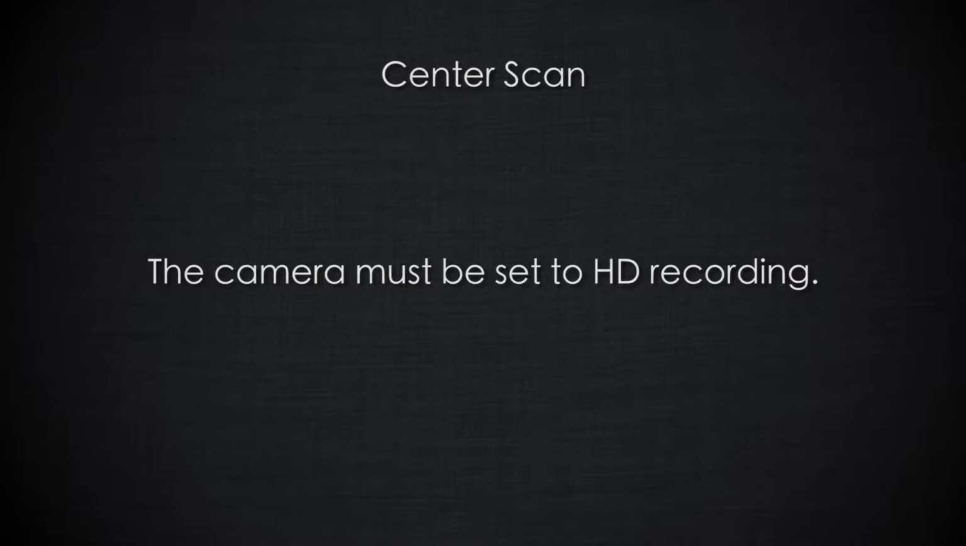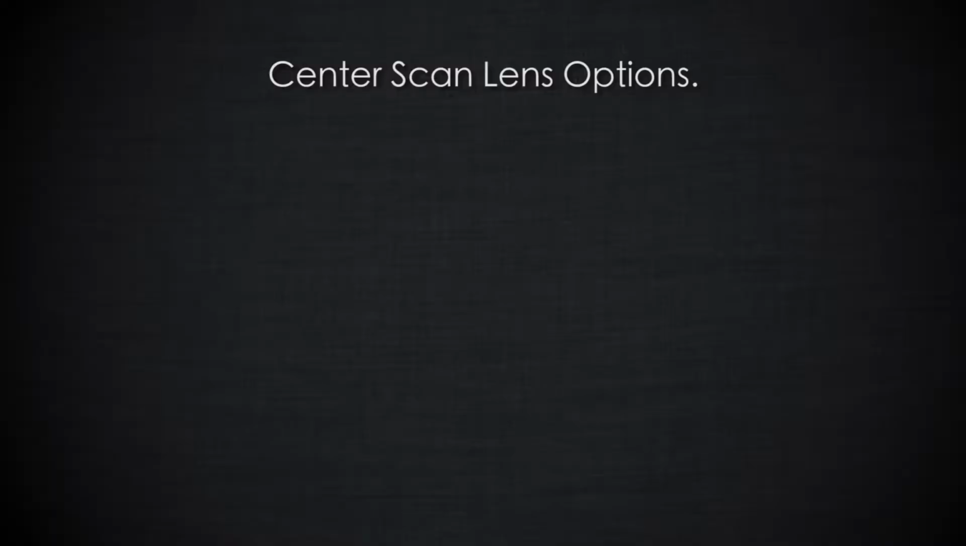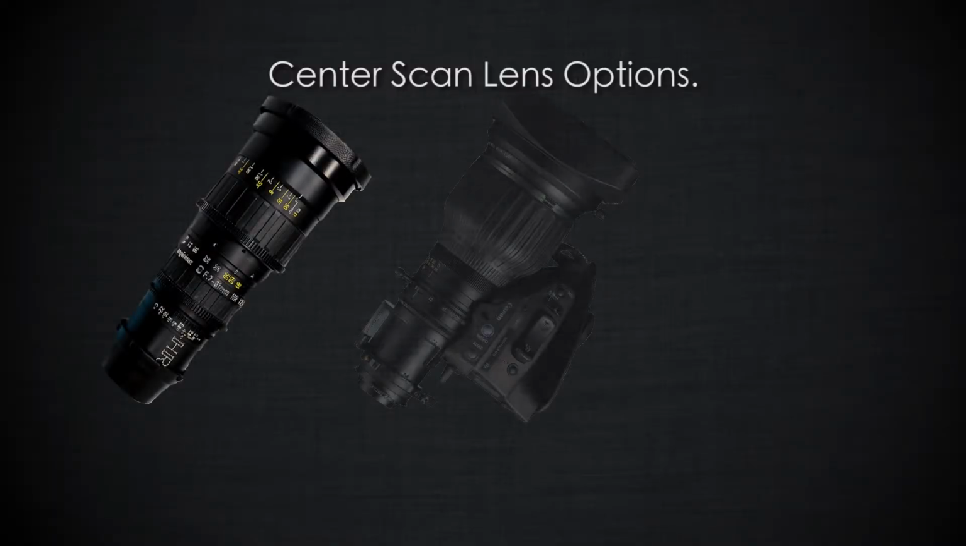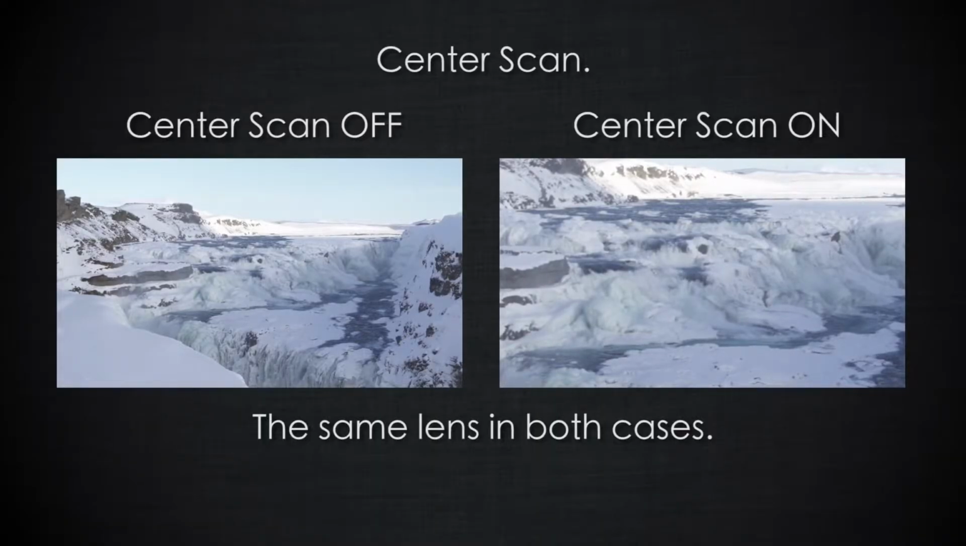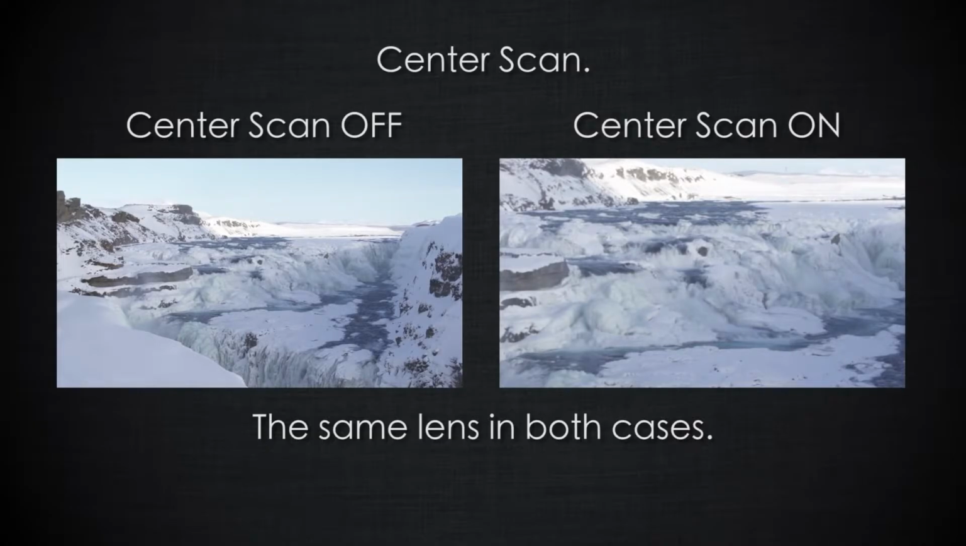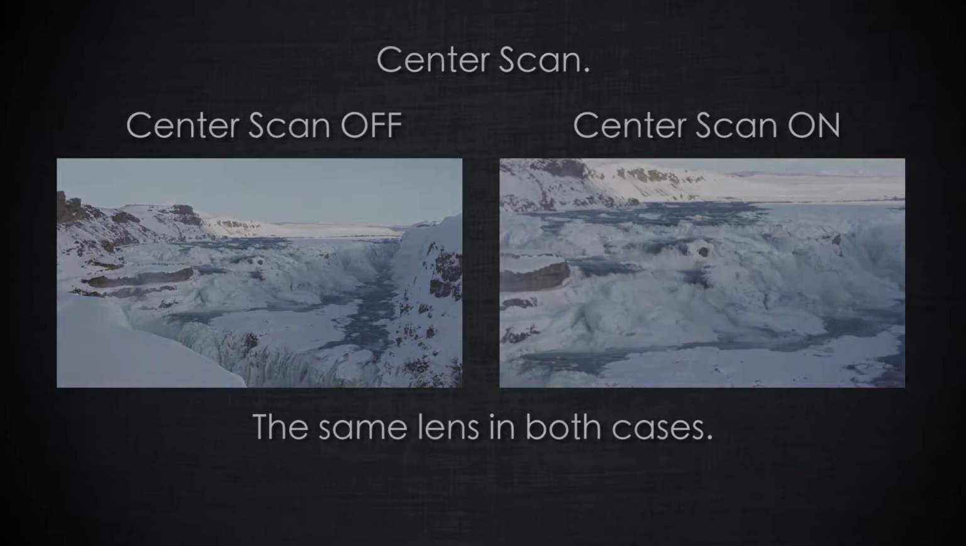Center scan allows you to now use a wide range of lenses on this camera, from super 16mm film lenses up to standard DSLR lenses. Compared to the full frame mode, the effective focal length of your lenses is doubled. So if I put a 16mm lens on here and I'm using center scan, it becomes the equivalent of 32mm. It's worth noting that center scan can't be combined with super slow motion.